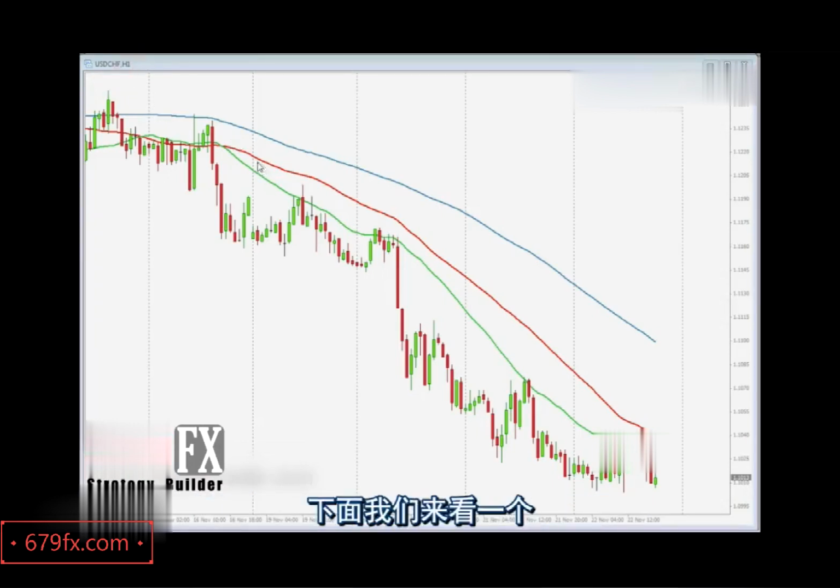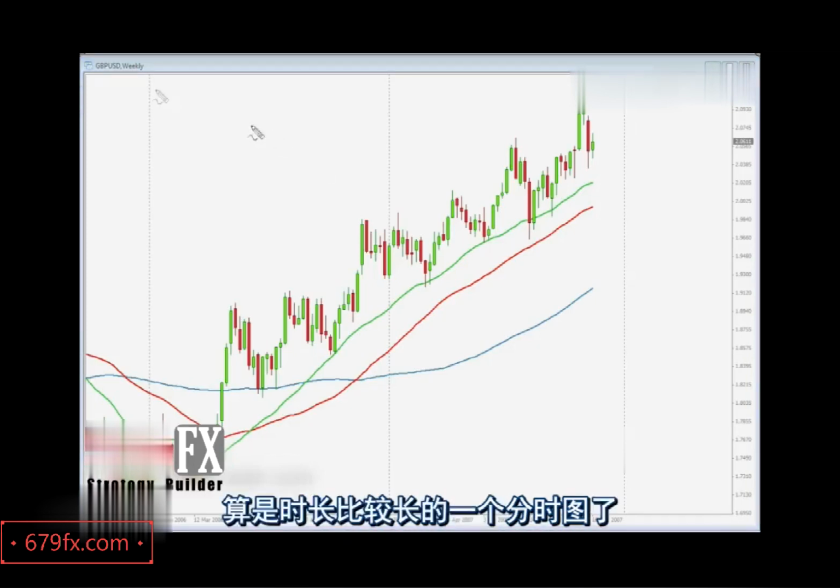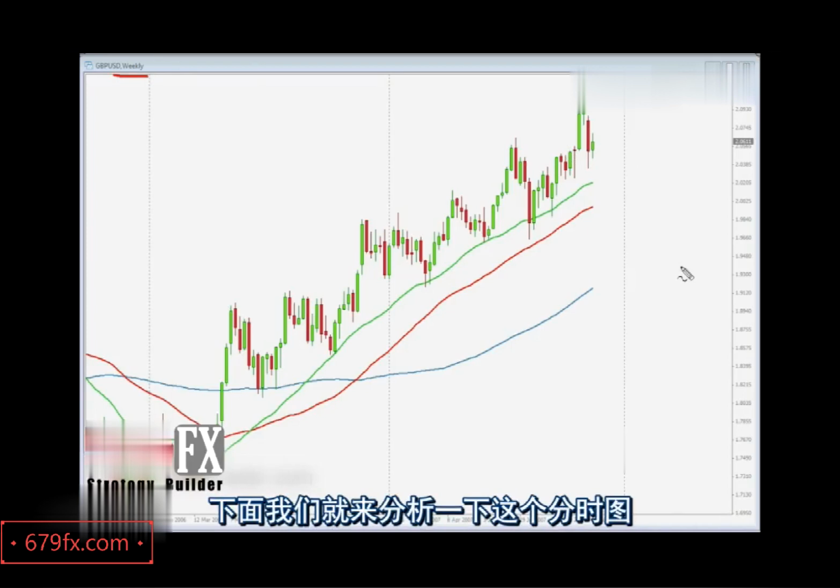Now I'm going to show you a completely different currency pair in a completely different time frame. This is the sterling pound against the American dollar, what we usually call in the forex market the cable, on the weekly chart. All right, a very long-term chart. Now let's analyze this chart. Why not, guys?